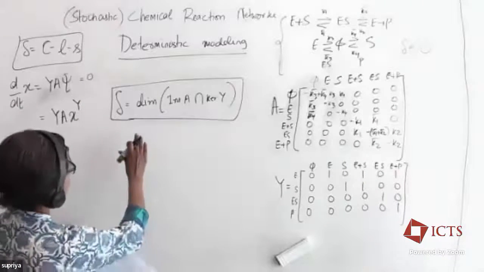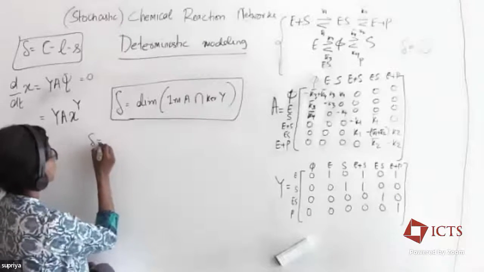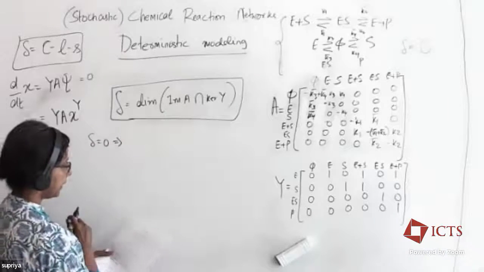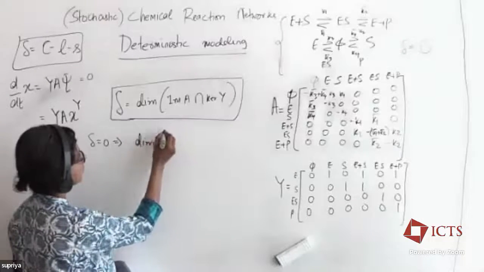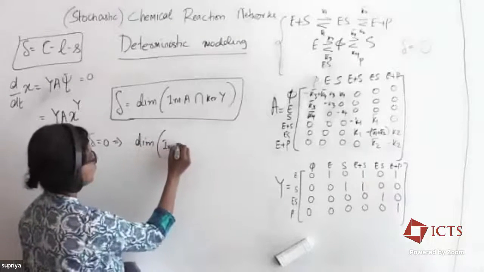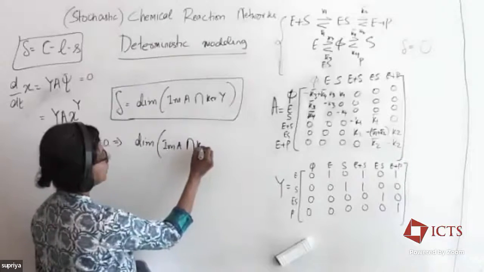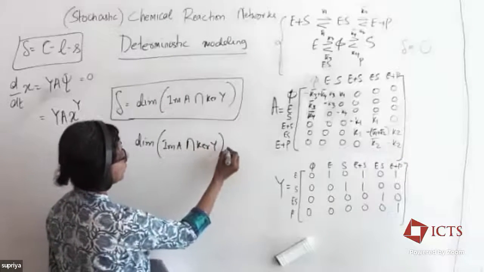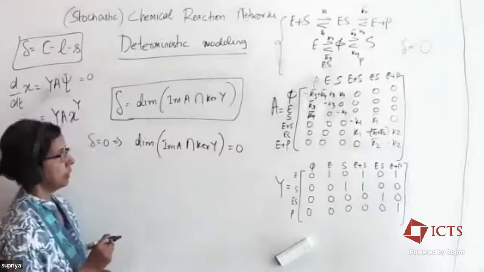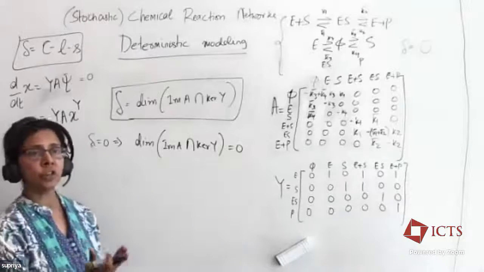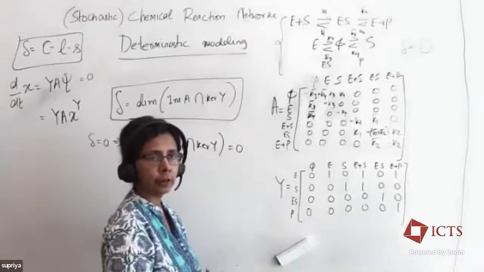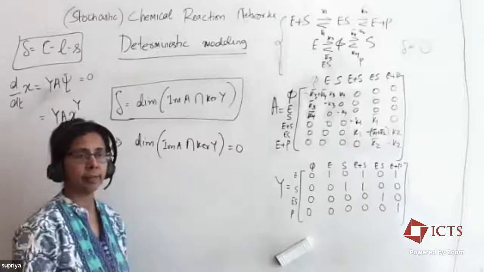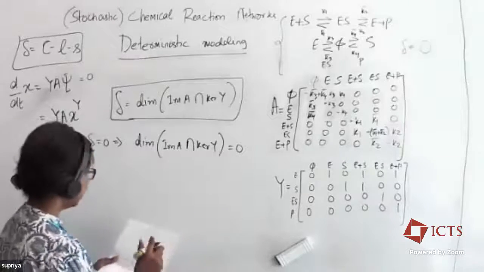So deficiency zero implies dimension of image of A intersect kernel of Y is equal to 0. Okay, what does it mean that the dimension of something is 0? Now it's time to not just talk of dimensions, but actually talk about what vectors live in those subspaces, okay?